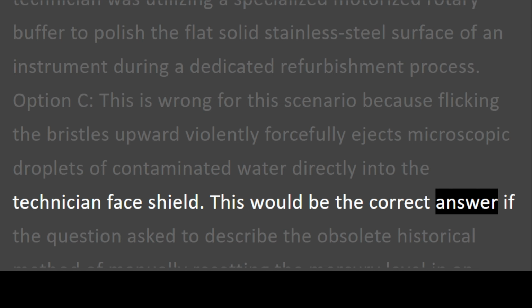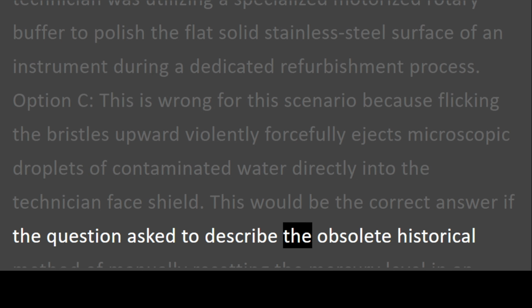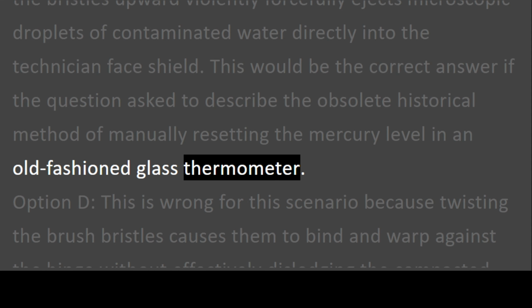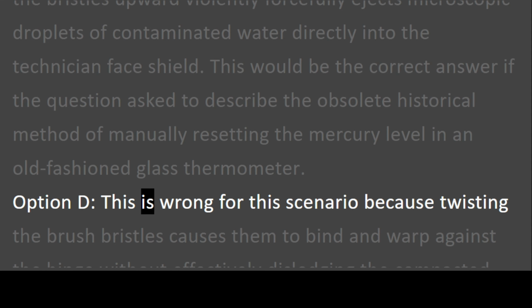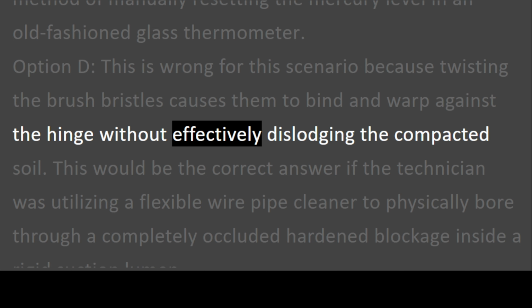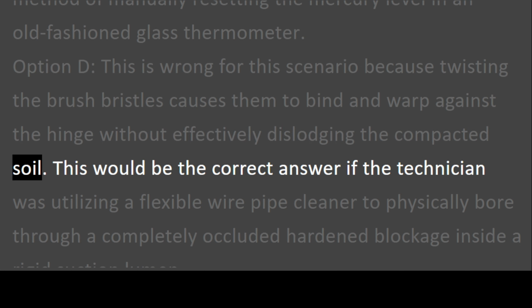This would be the correct answer if the question asked to describe the obsolete historical method of manually resetting the mercury level in an old-fashioned glass thermometer. Option D. This is wrong for this scenario because twisting the brush bristles causes them to bind and warp against the hinge without effectively dislodging the compacted soil.